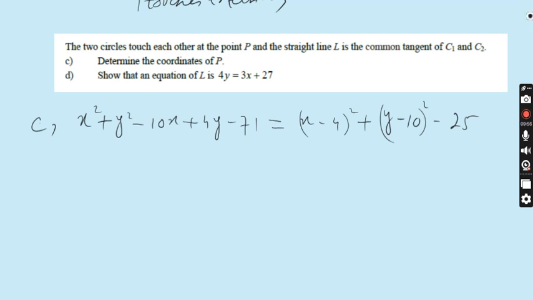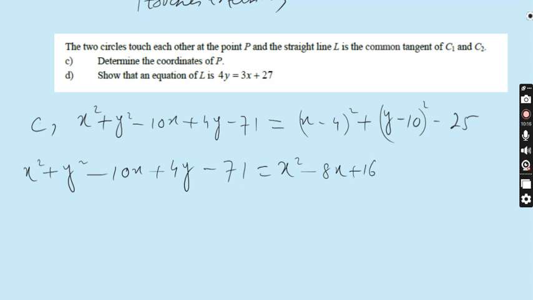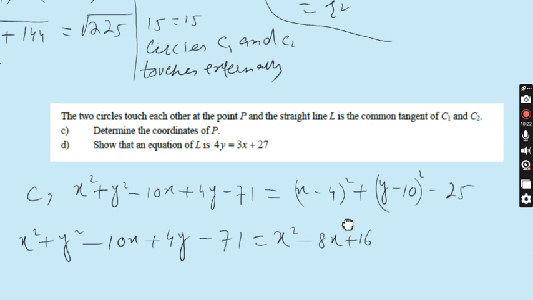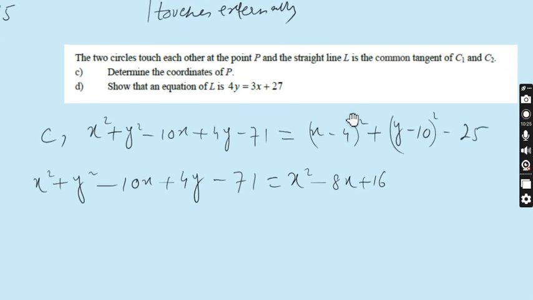C2. So after equating, start to simplify and make the equation of a straight line, because both the square terms should cancel. (x plus 4) whole square is x square plus 8x plus 16. I have used the (a plus b) whole square formula. So x is minus 4, so obviously minus minus plus 4, and we have to put plus over here, plus (y minus 10) whole square, y square minus 20y plus 100 and minus 25.